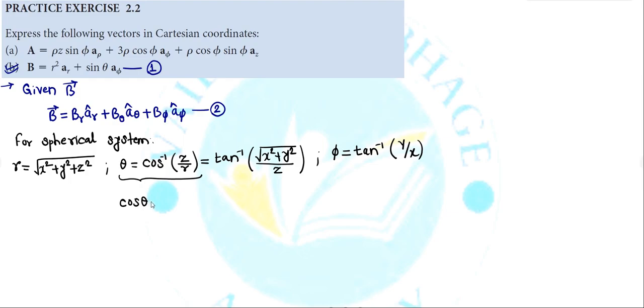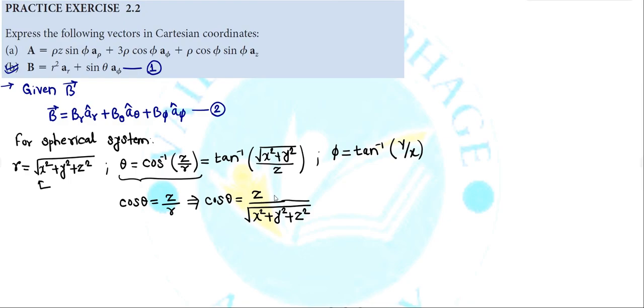So cos theta is z upon r. And what is the r value? You can refer to it over here. So cos theta is z upon square root of x square plus y square plus z square. This is the cos theta value that we have from this expression.